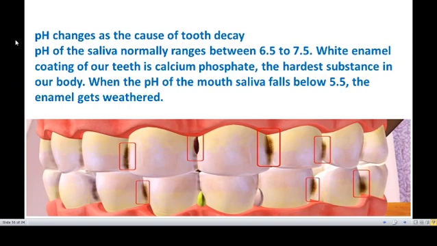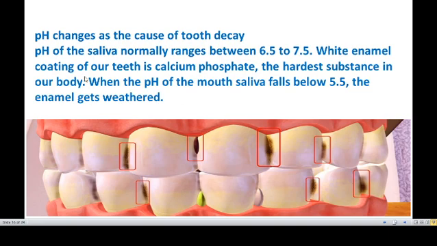Next, pH changes as the cause of tooth decay. The pH of the saliva normally ranges between 6.5 to 7.5.